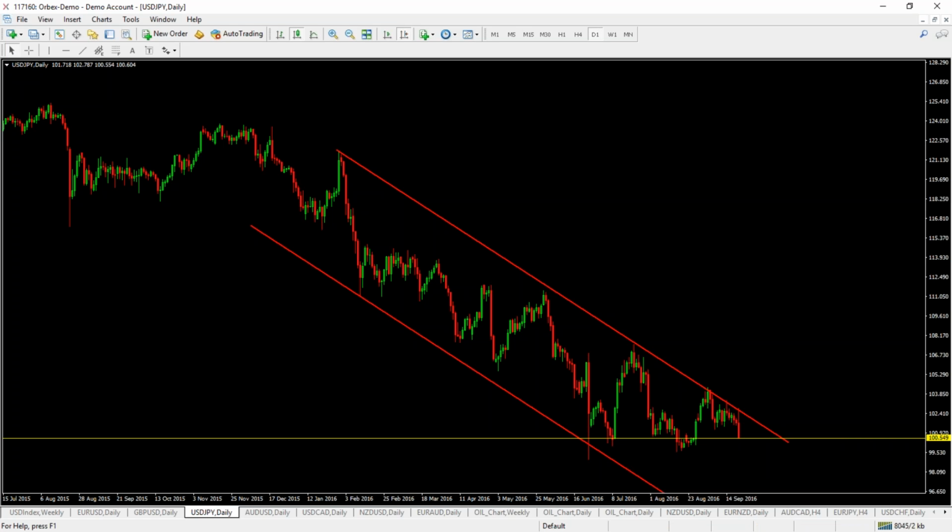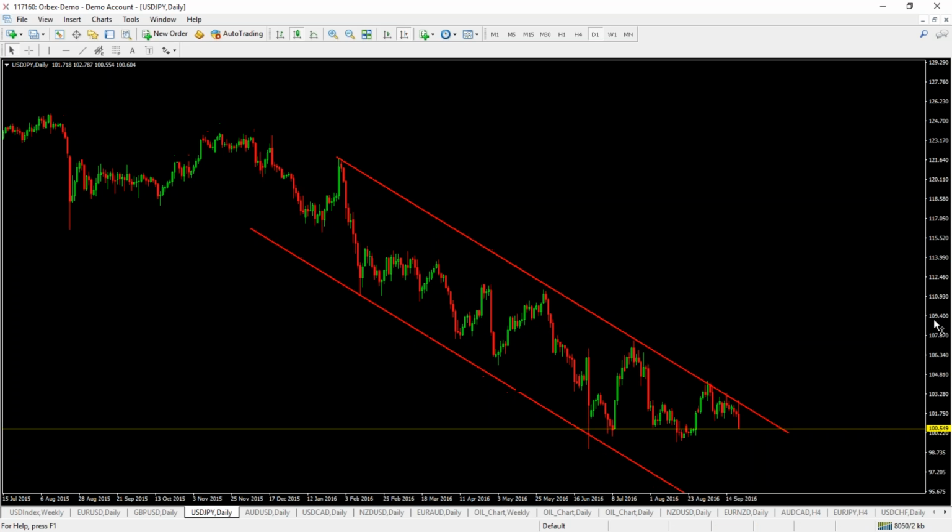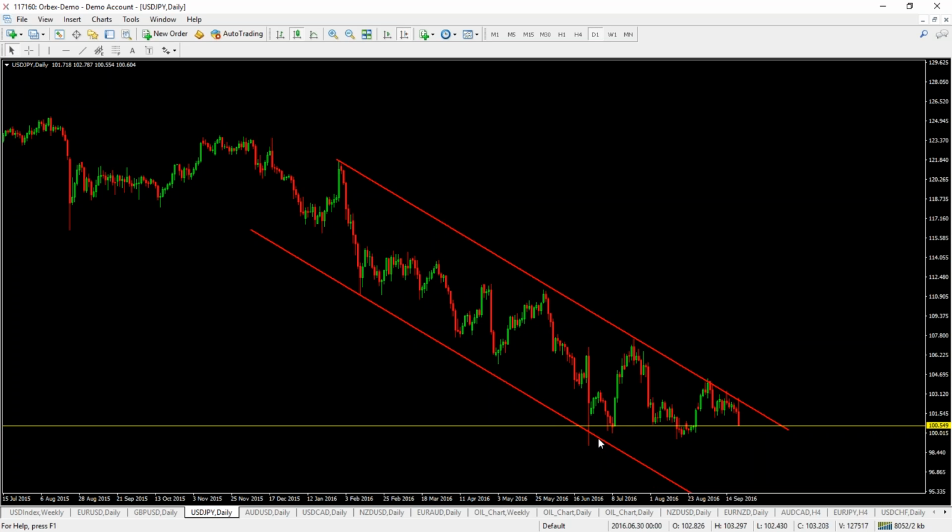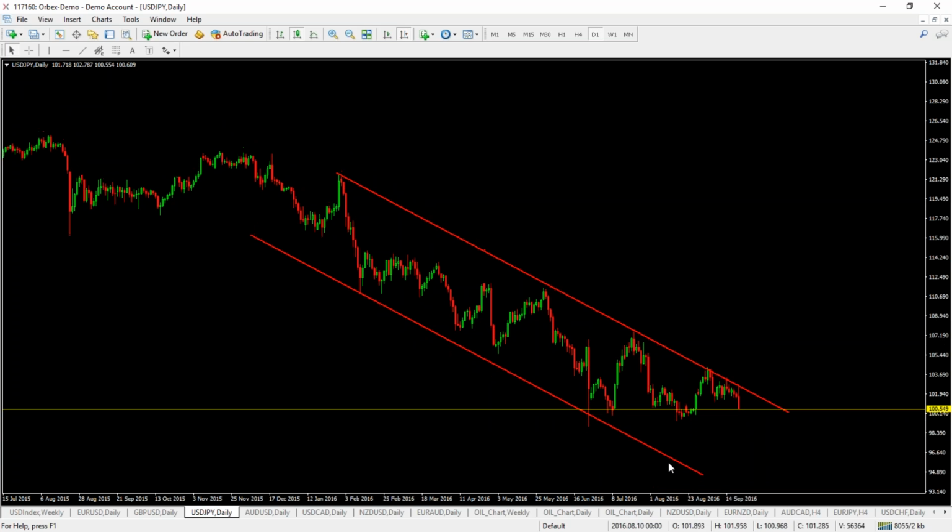And if the FOMC fails to satisfy hawks tonight and we see the dollar falling lower, then this could provide the catalyst for a sustained break of that 100 level and year-to-date lows and a move down targeting the lower half of this bearish channel.